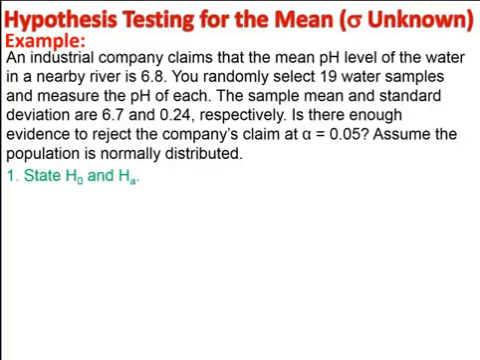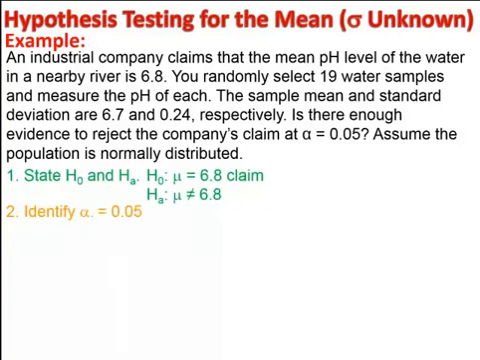So the first thing we're going to do is write our statement. Our claim is saying that our mean equals 6.8. That's where our claim is, on our null hypothesis. And then the alternative is its complement, which means the mean does not equal 6.8. So I'm going to identify alpha, which is the 0.05 here, and the degrees of freedom, which is 18.